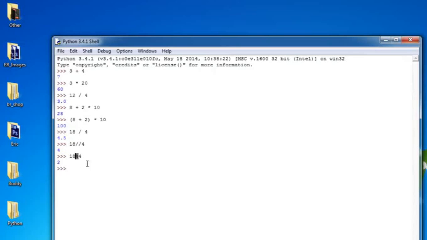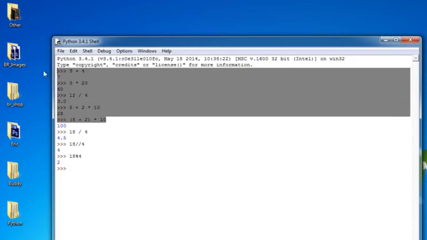So what this does is whenever you use the percent sign, whenever you divide 18 by 4, it's 4 with 2 left over. So 16 plus 2 is 18. So what this does is the modulus, it's called the percent sign, it gives you the remainder. Simple enough. So, okay, cool division symbols, basic math operations.